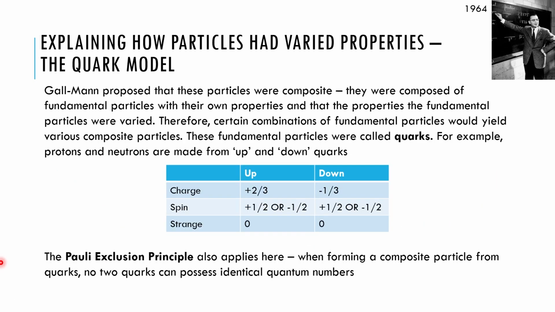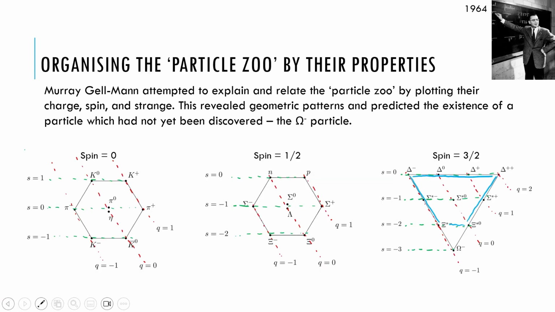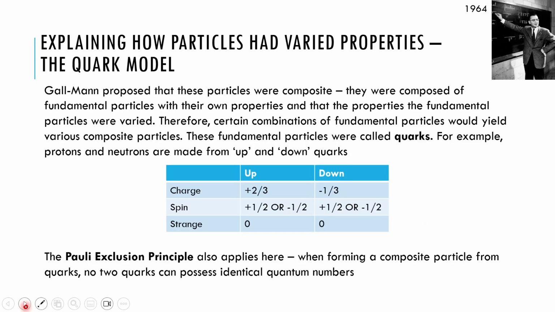As a part of his work, Gell-Mann predicted that these particles were also composite, meaning that they were built from fundamental particles that had their own sets of properties. And this gave reason for why you could have all of these particles with different sets of properties. They were built from different foundations, and in different combinations, this would lead to differing amounts of charge, differing amounts of strangeness, and differing amounts of spin, depending on their composition. These fundamental particles came to be known as quarks.